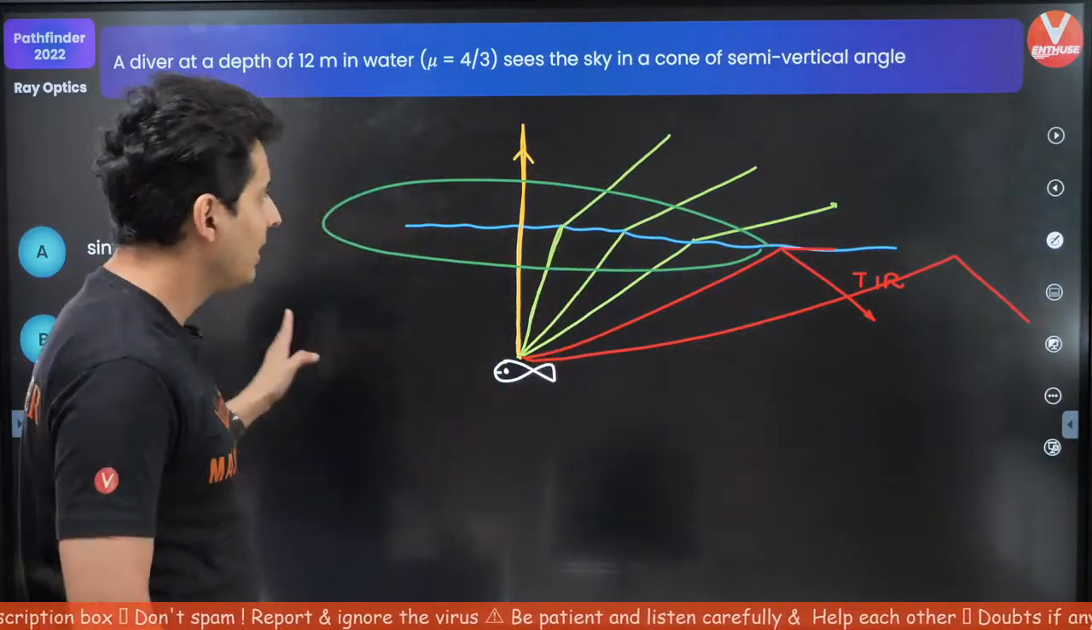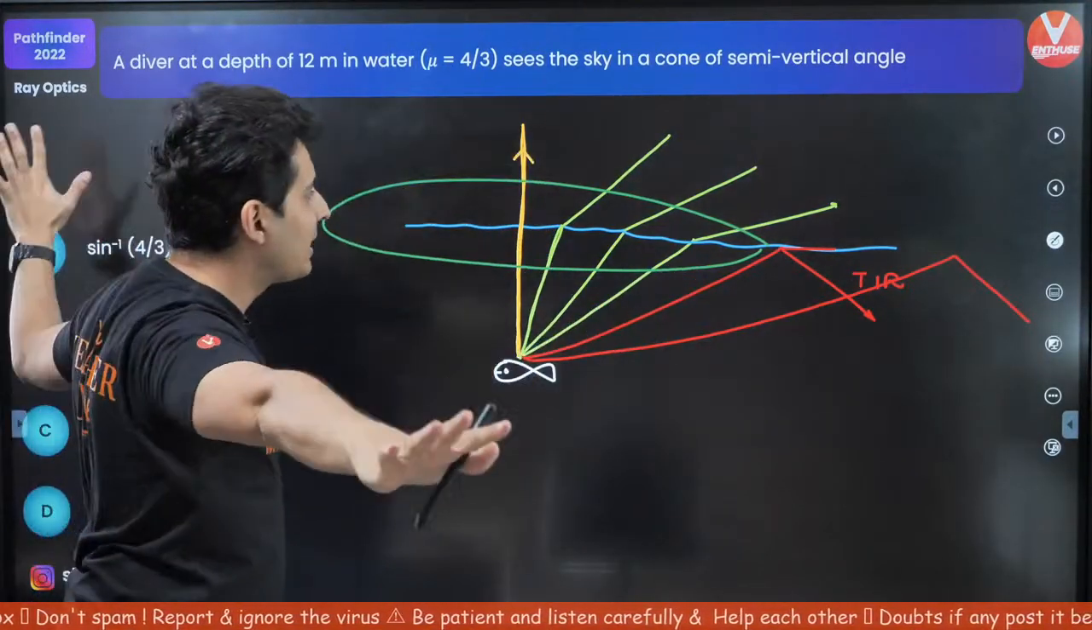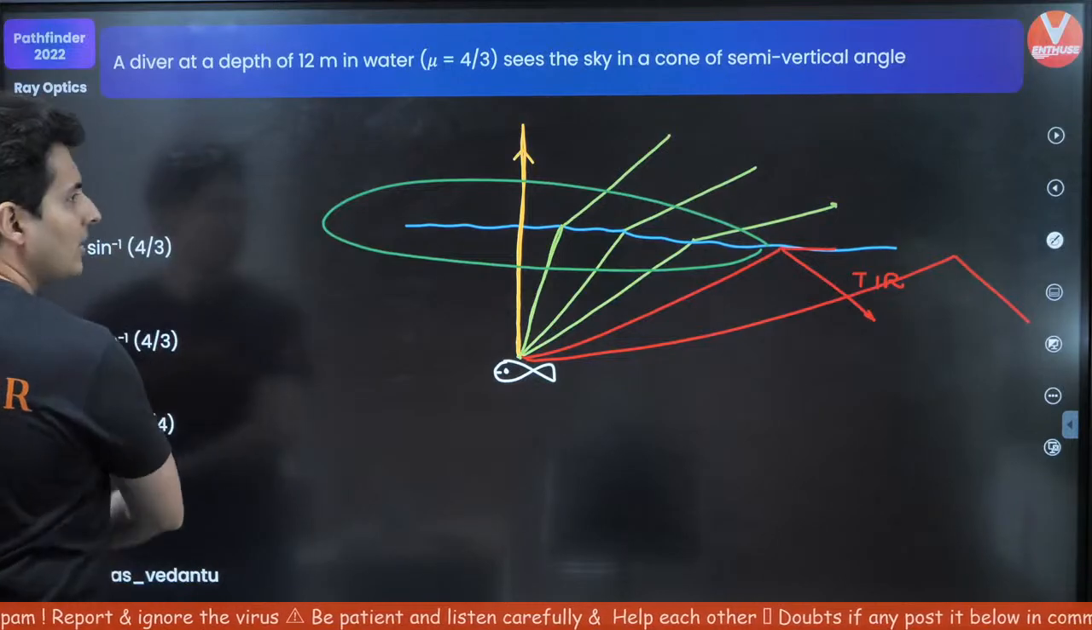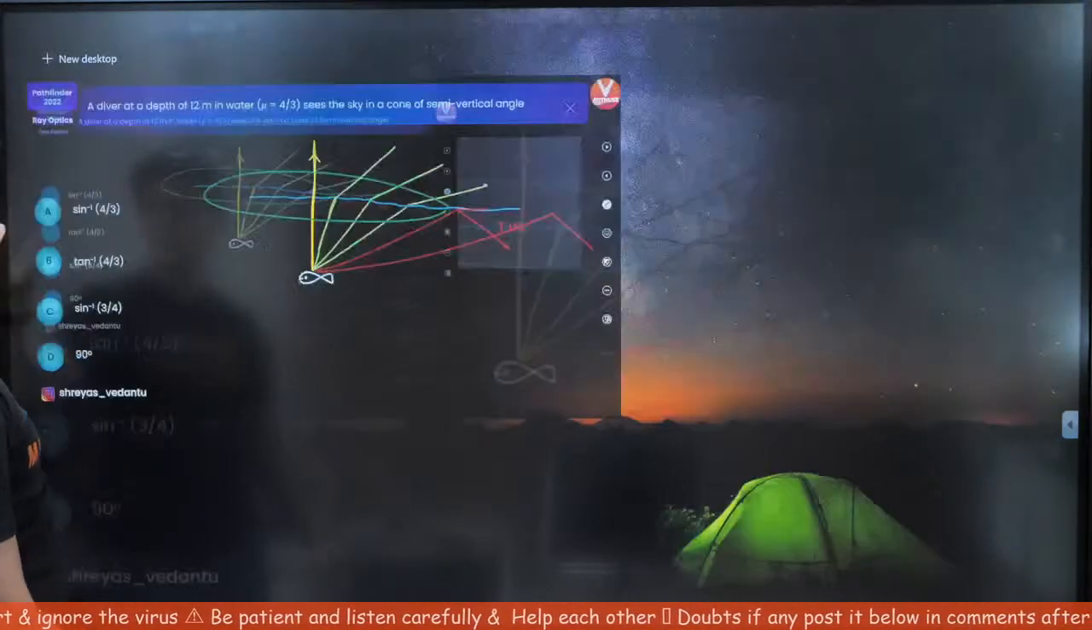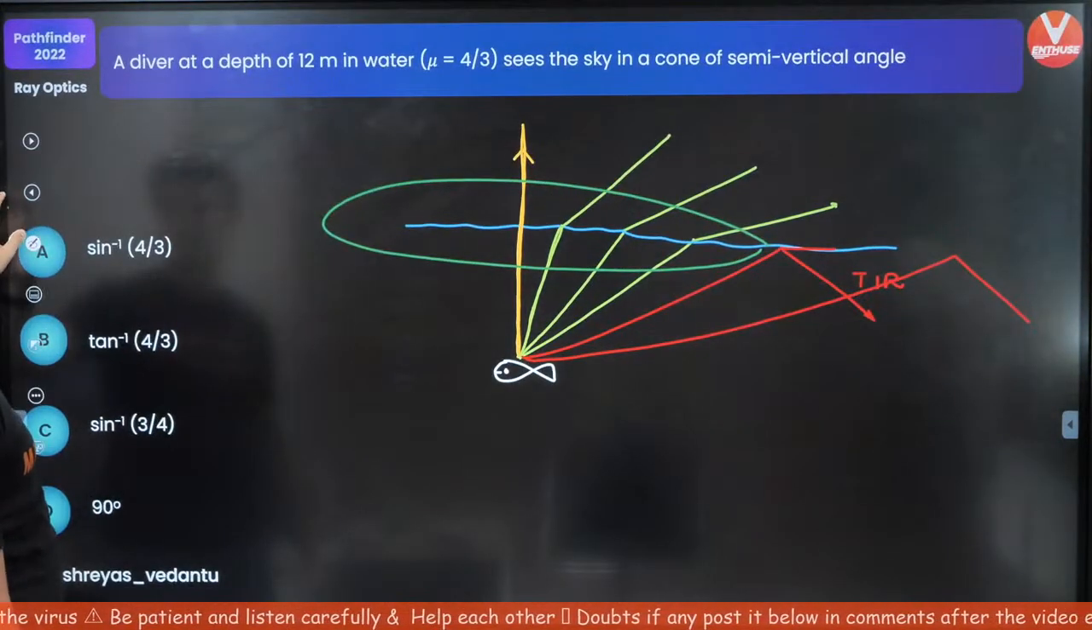So, that's how it looks. Understood? Great. Now that you understand this, it becomes very easy to solve. Let's draw, please. Okay, there we go.